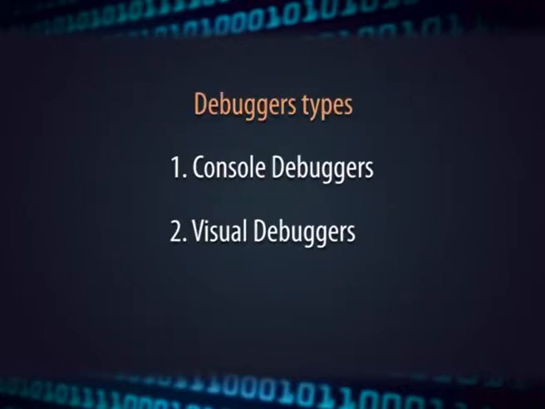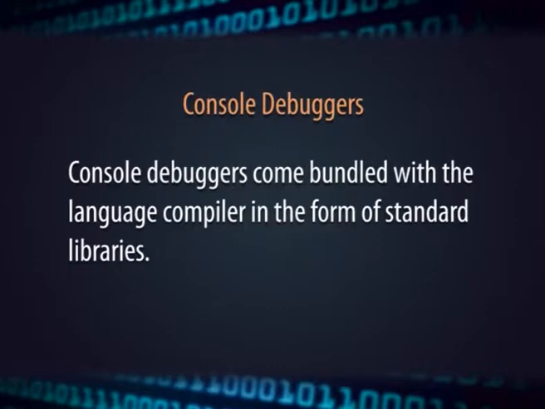Debuggers are of two types, one is a console debugger and another is a visual debugger. The console debuggers come bundled with the language compiler in the form of standard libraries. It is often part of the language. These debuggers operate through a keyboard interface. When the console debugger runs, it typically opens a new window.